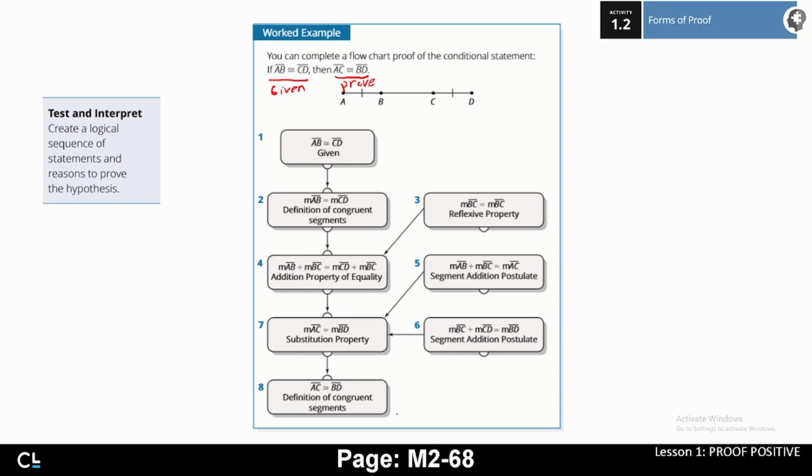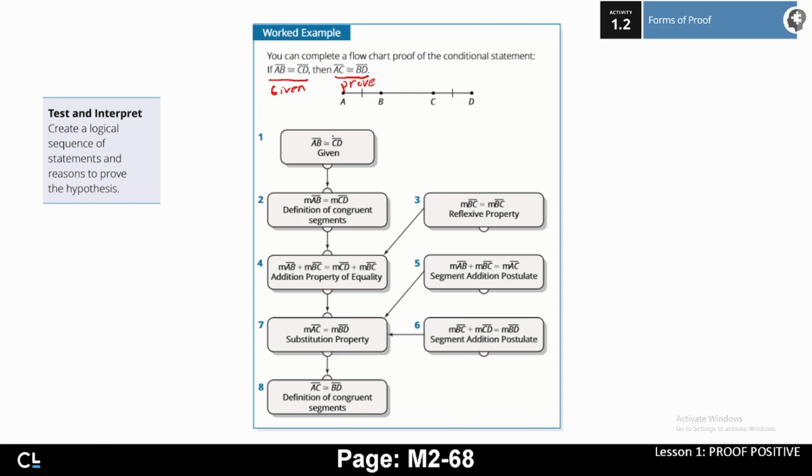But if we scroll all the way to the end, we notice it says AC and BD. That's what we want to prove. But is that a reason? No. Writing prove as a reason doesn't make any sense, right? Prove is a verb. It's something we need to do. It's not a reason to support things, right? You can't support yourself with, hey, well, prove. That doesn't make sense. So let's read through this and actually see what's going on.